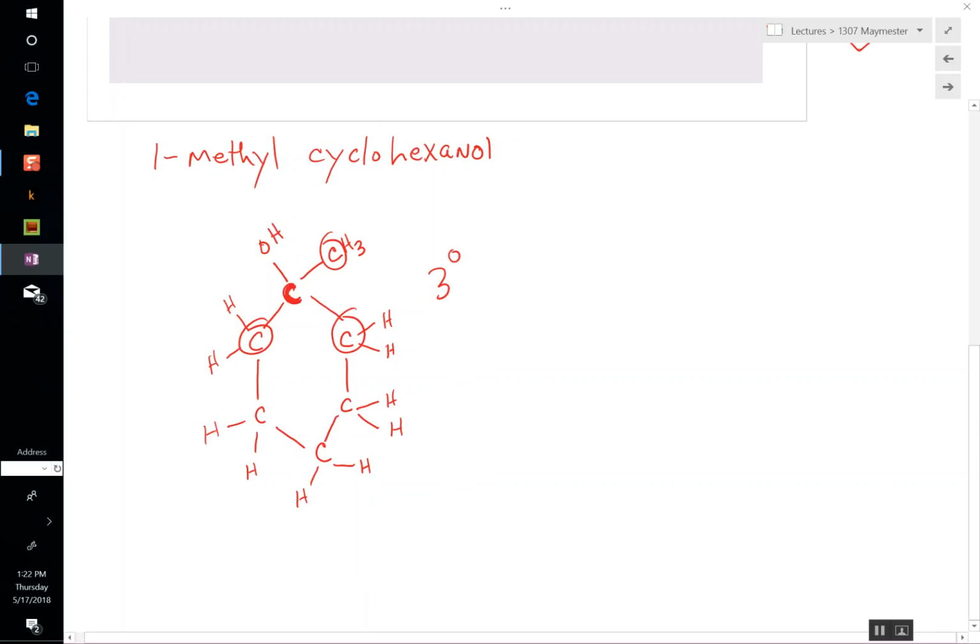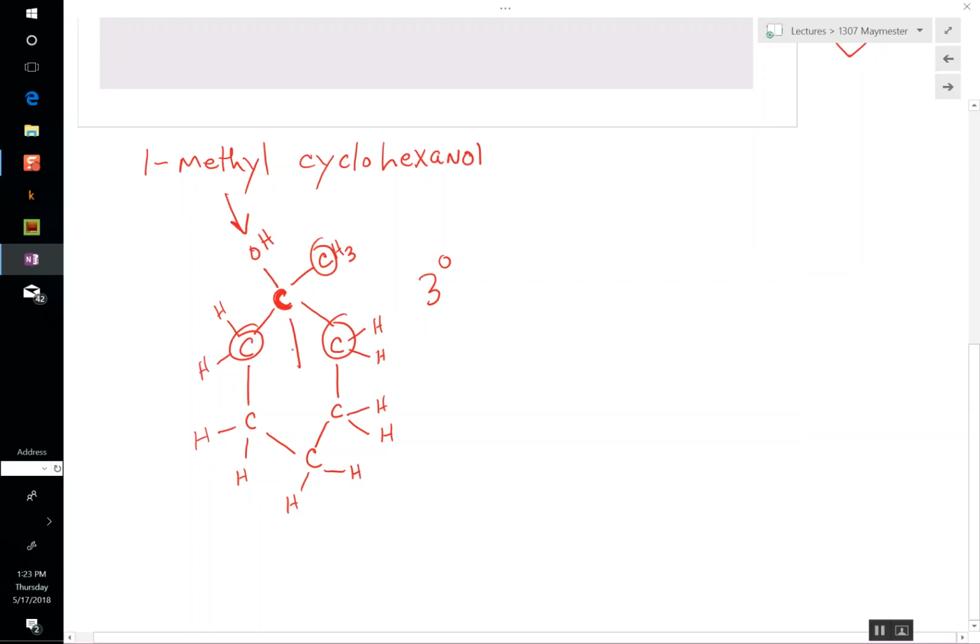So I can't give you a hard and fast rule. Basically what you've got to do is look at this OH group, look at the carbon it's attached to, and then ask yourself how many carbons is that attached to. And that'll tell you whether it's primary, secondary, or tertiary.